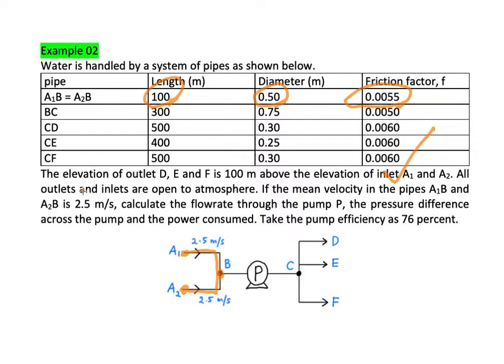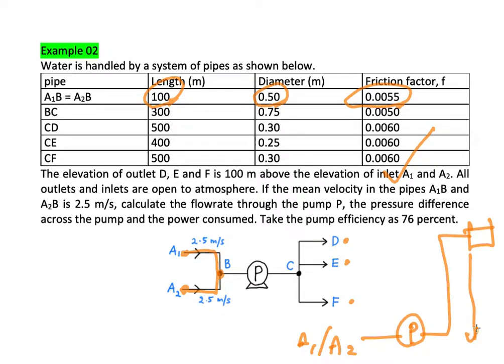And then we found that the elevation of outlets D, E, and F, so we have three outlets here, D, E, and F, is 100 meters above the elevation of A1 and A2. So that means we have A1 here and then we have A2. So we have a pump, for example, and this will bring water up to the elevation of 100 meters.